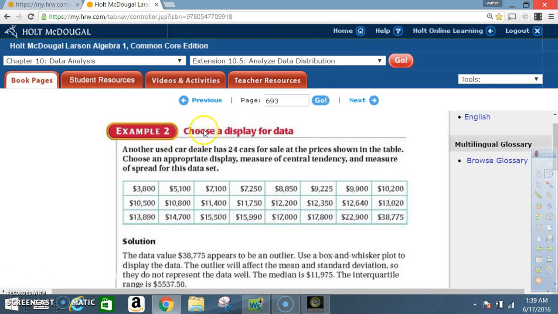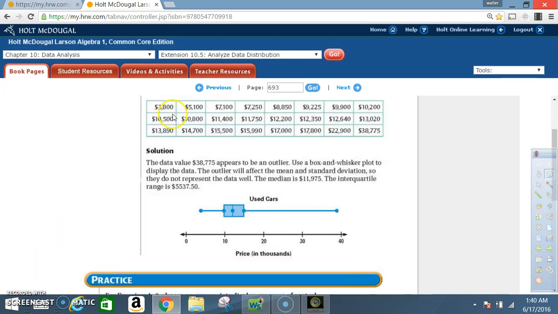Example 2. Choose a display for data. Another used car dealer has 24 cars for sale at the prices shown in the table. Choose an appropriate display, measure of central tendency, and measure of spread for the data set. Okay, once again, look at the data very carefully, and then let's read the solution.